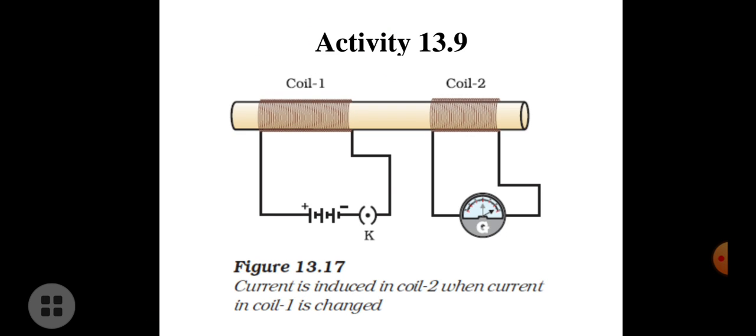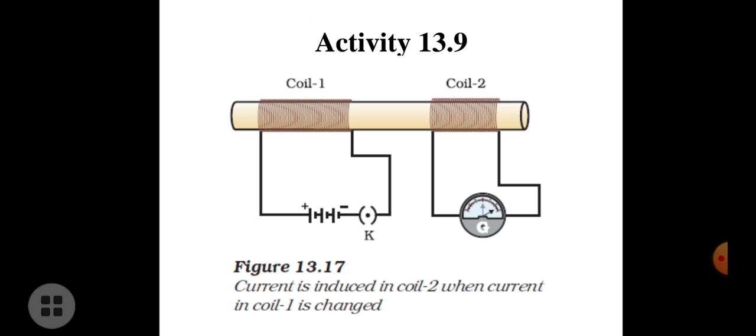Now let us discuss activity 13.9. Because it's not necessary that we always have a magnet and a coil. We can do the same phenomenon without the magnet, with the help of another coil. So activity 13.9 is an important activity and it usually comes in your CBSE exam.